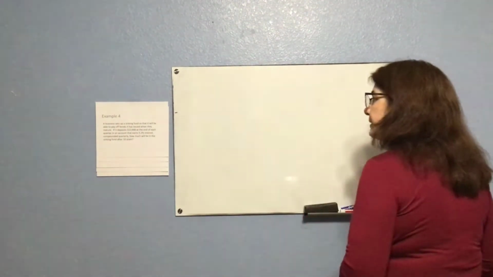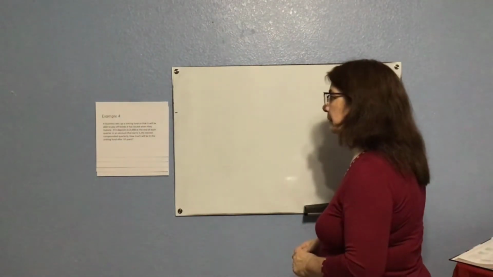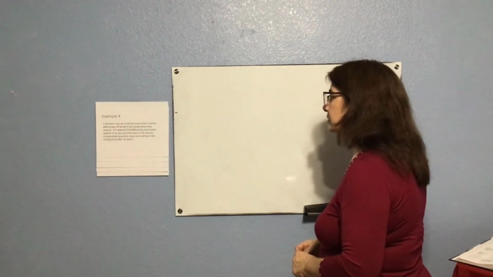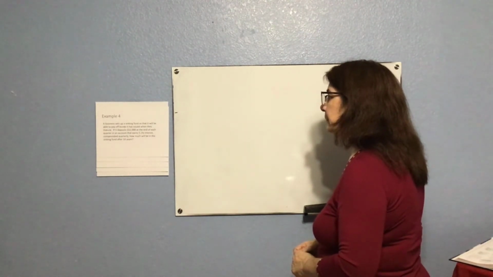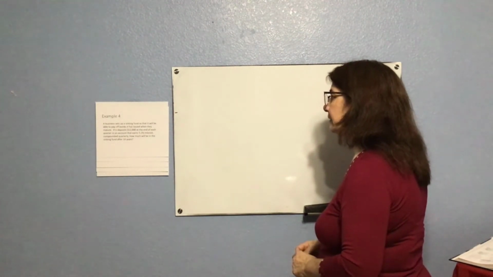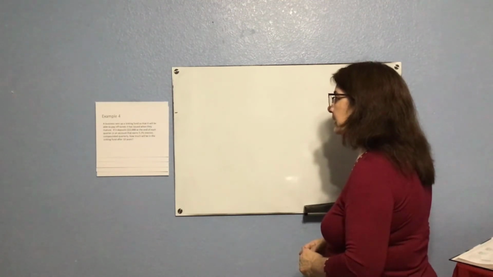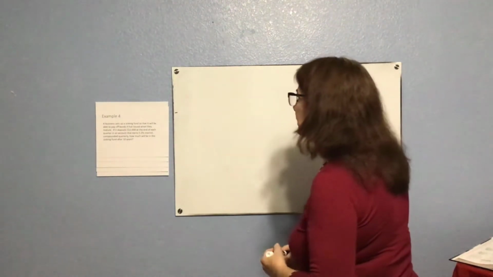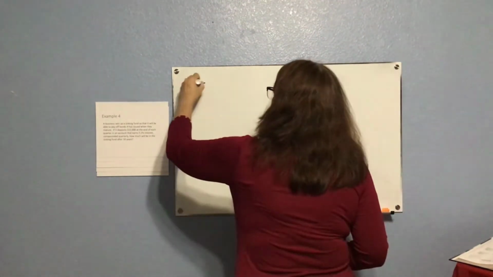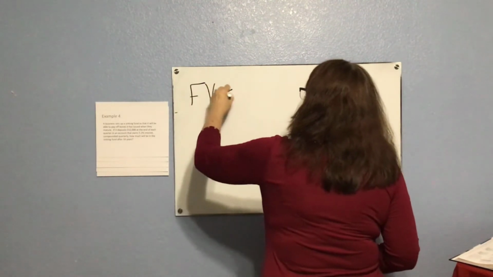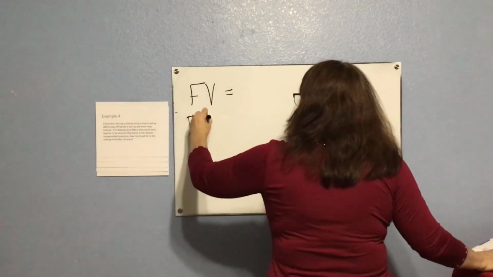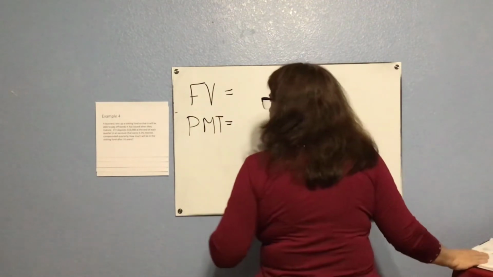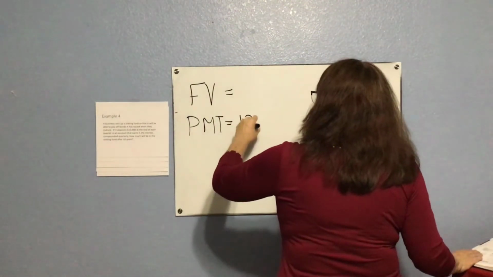A business sets up a sinking fund so that they will be able to pay off bonds it has issued when they mature. If it deposits $12,000 at the end of each quarter in an account that pays 5.2% interest compounded quarterly, how much will be in the sinking fund after 10 years? So we're going to be looking for a future value. And we know that the payment that's being made is $12,000.